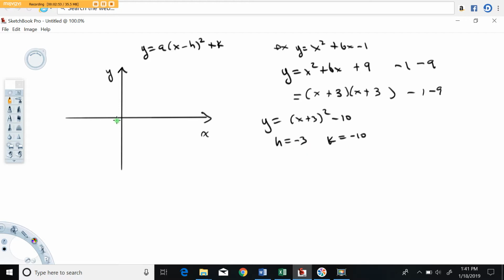So I can start thinking about a sketch here. Maybe 1, 2, 3, and 1, 2, 3, 4, 5, 6, 7, 8, 9, 10. So that vertex is about here. Now we know it opens up, so it's going to look something like this. Let's get another point or two. Another easy one to get is the y-axis. If we set x equal to 0 in our original equation, we get y equals negative 1. So the point 0, negative 1 is already on the graph. And now we've got enough to sketch this thing.